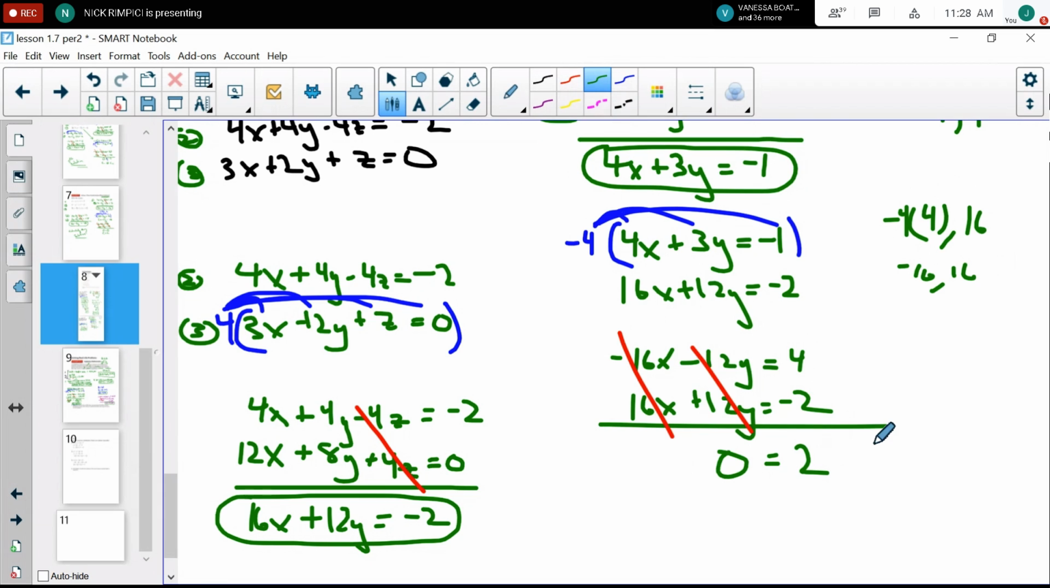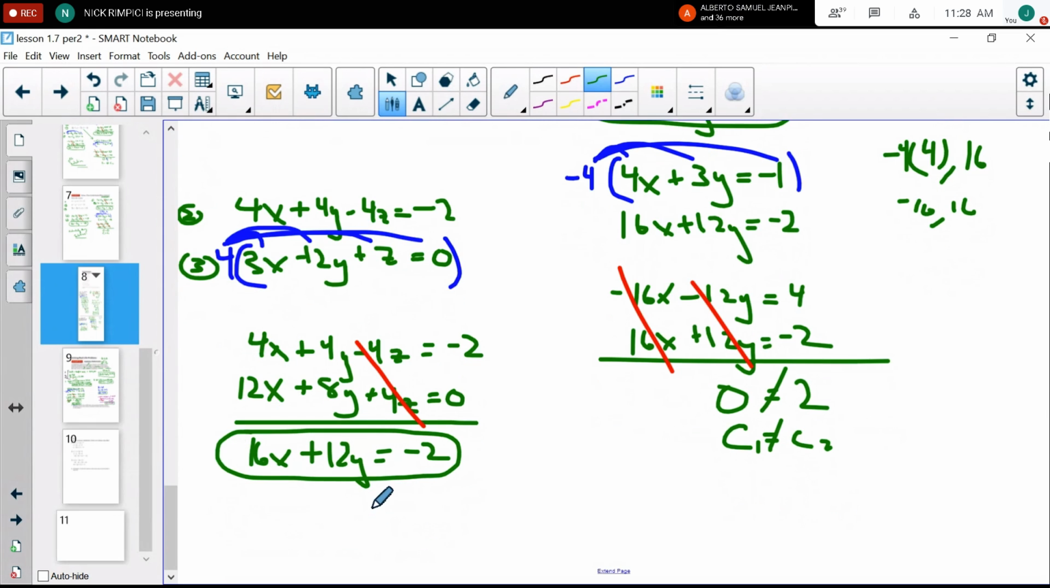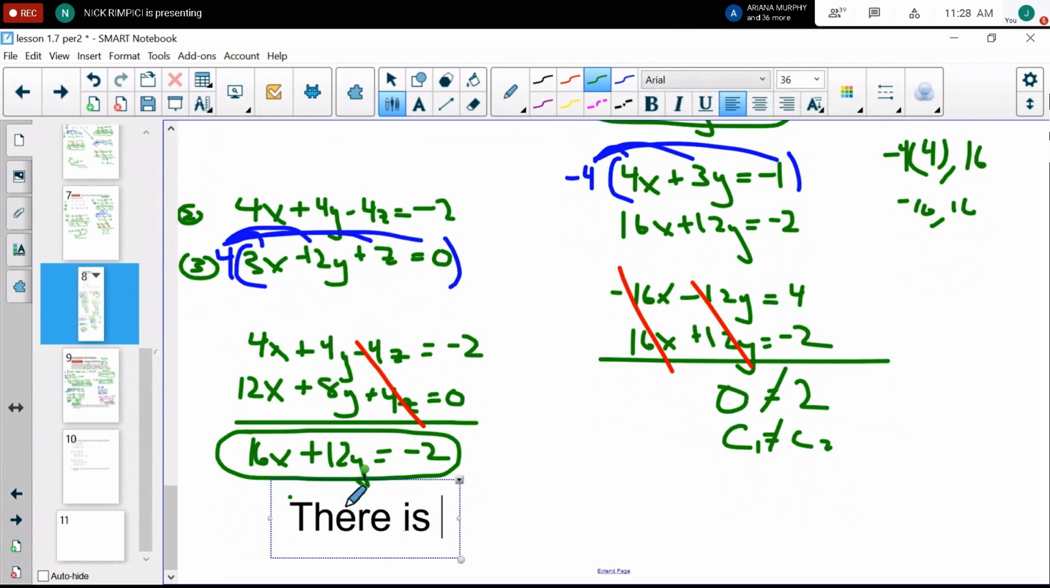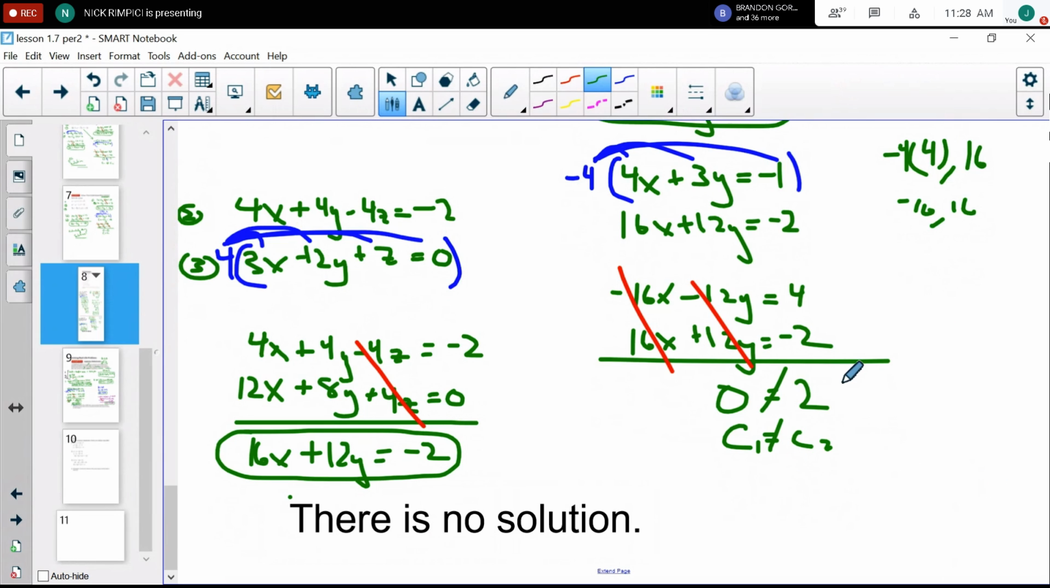There's no solution. There's no solution because this is not true. The constant on the left and the constant on the right are unequal constants, right? C1 and C2, they're different. So therefore, there is no solution. That would be it for this. There's just no solution for this one.